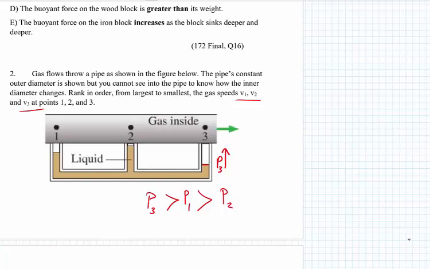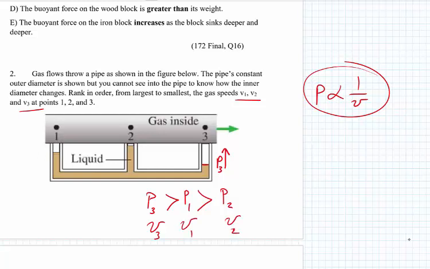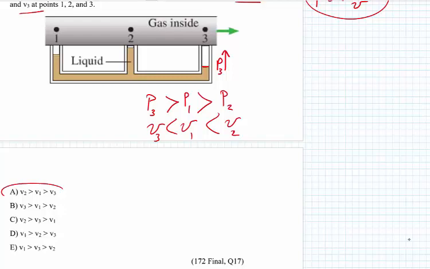What's the relation between pressure and speed? Pressure and speed are inversely proportional. Again, the relation is not very easy like this one, but roughly they are inversely proportional to each other. So I would say for the velocities V3, V1 and V2, the relation will be V2 is greater than V1 greater than V3. Okay, which is this one: V2 is greater than V1 greater than V3.